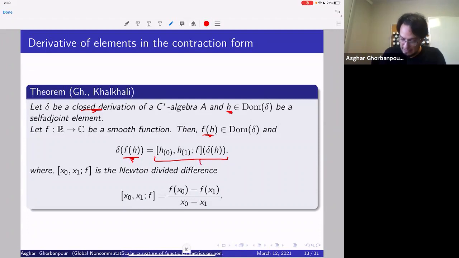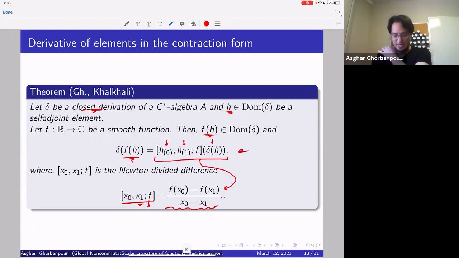The notation I'm using here is Newton divided differences. When you have a function of one variable, this term will be a function of two variables, and it is defined like that. Then you apply that to h1, h0, multiply it by delta h tensor 1, and contract it. This is the contraction form. So, very basic: when you differentiate such an element, these contraction forms will appear.